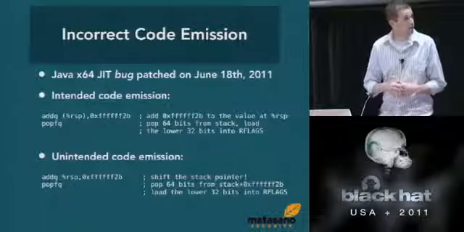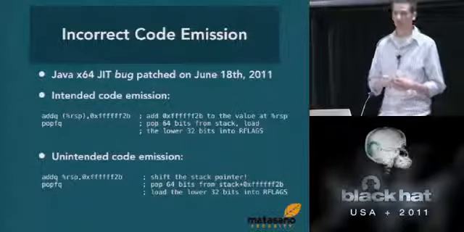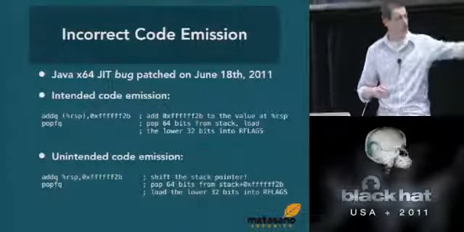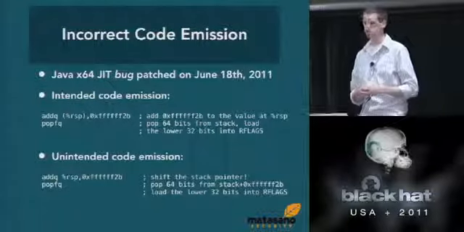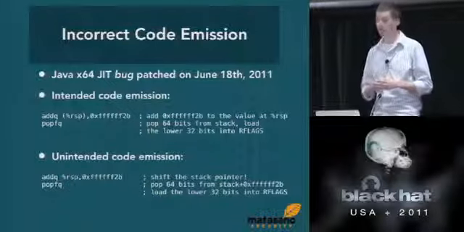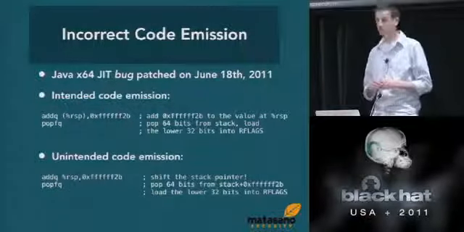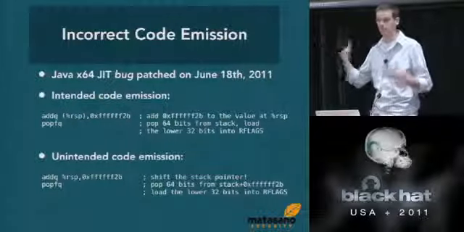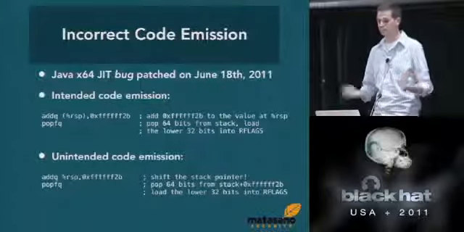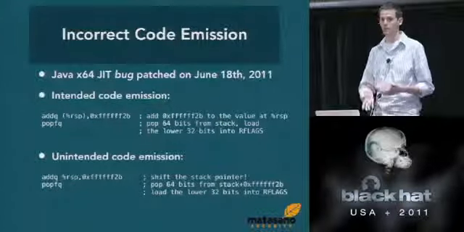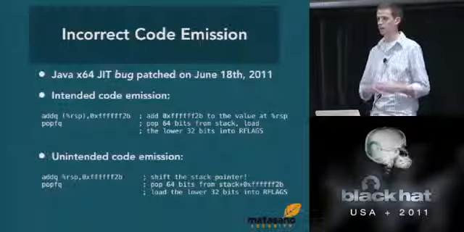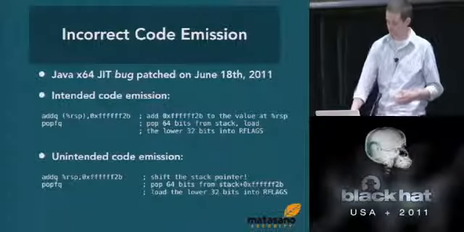Here's a great example of what can happen. This was just patched in June in the x64 JIT of the JVM. The code they intended to JIT basically took a value from the top of the stack and added a constant to it, and then popped some values out into R flags. What the JIT actually emitted was an instruction that shifted the stack pointer by this large constant in memory and then did the same operation. And this was, of course, just marked as a stability bug, it crashed. It's not just a stability bug, and these types of problems can lead to security issues. As long as we're marking them stability bugs, no one's going to take them seriously as the security bugs they really are.